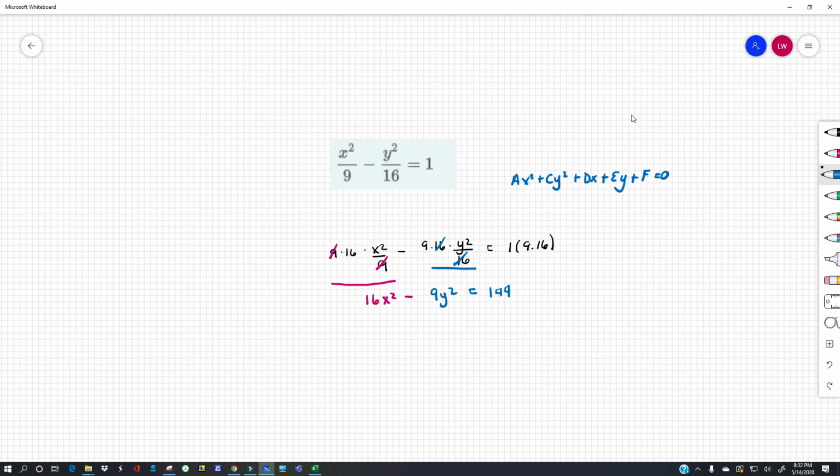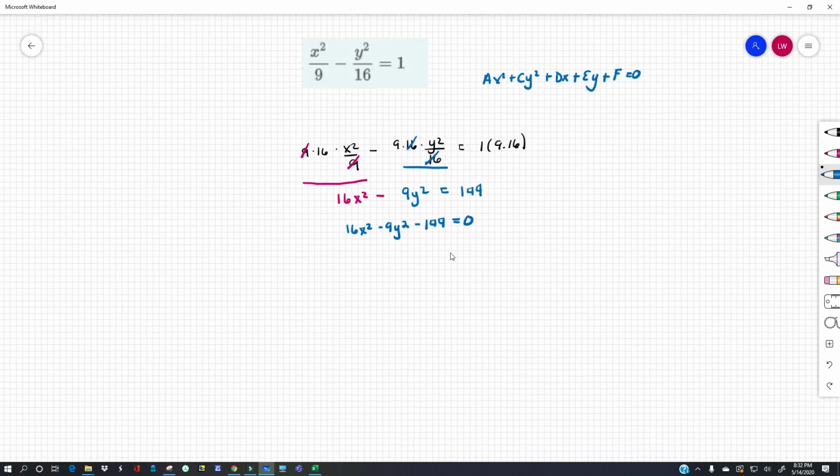And finally, we would have to write this with 0 on the right, so that means I have to subtract 144. So you'd have 16x squared minus 9y squared minus 144 equals 0. And that would be the general equation for that particular hyperbola. All right? So you go back and forth, and then of course you could take this form, right?